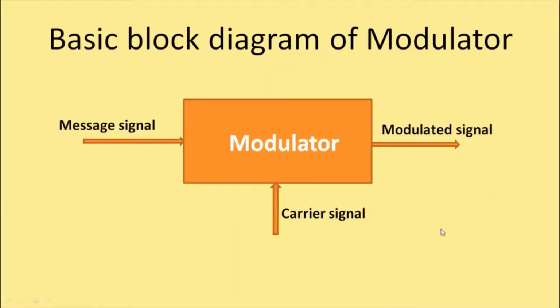Now let's look into the basic block diagram of a modulator. You can see here the message signal is one of the inputs given to this block, and the carrier signal is the other input given to this modulator block. The output is nothing but the modulated signal. This is the message signal or the intelligence signal or the modulating signal. This is the carrier signal, and this is the signal that is coming out of the modulator after undergoing modulation. So this is nothing but the modulated signal.